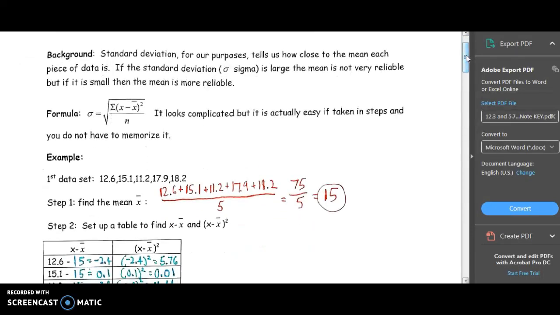Next step, so far we found part of this formula. We found x bar. Next step is we want to set up a table because we're going to use that to find our differences, x minus x bar, and also the squared difference, x minus x bar squared. Because remember, in the formula we see x minus x bar, but we're also squaring it.